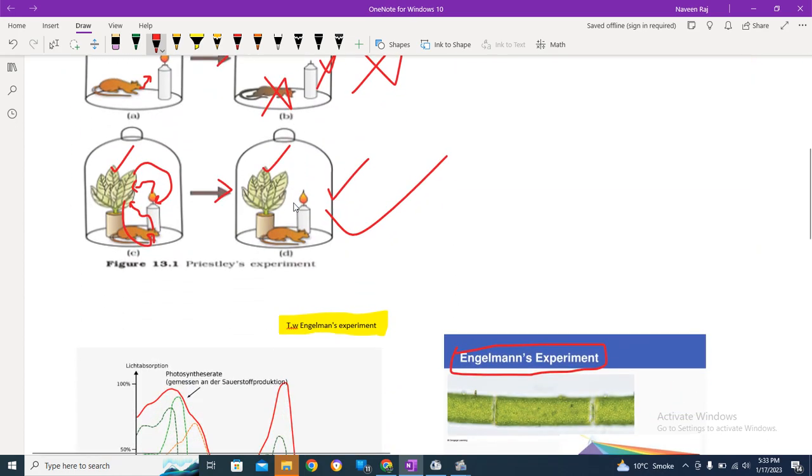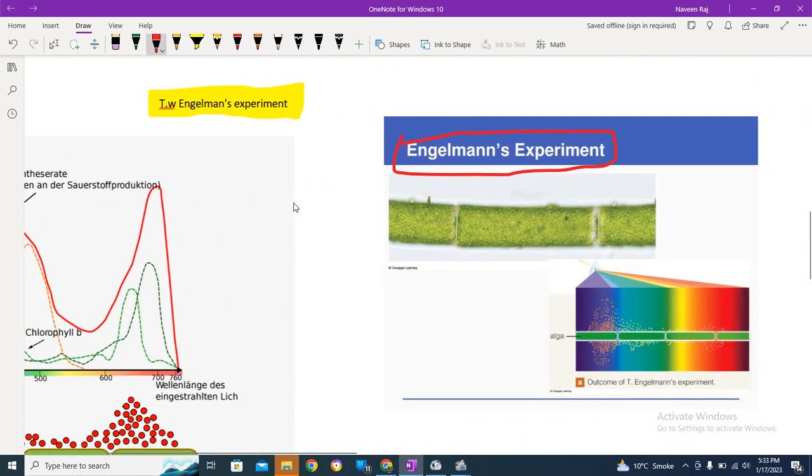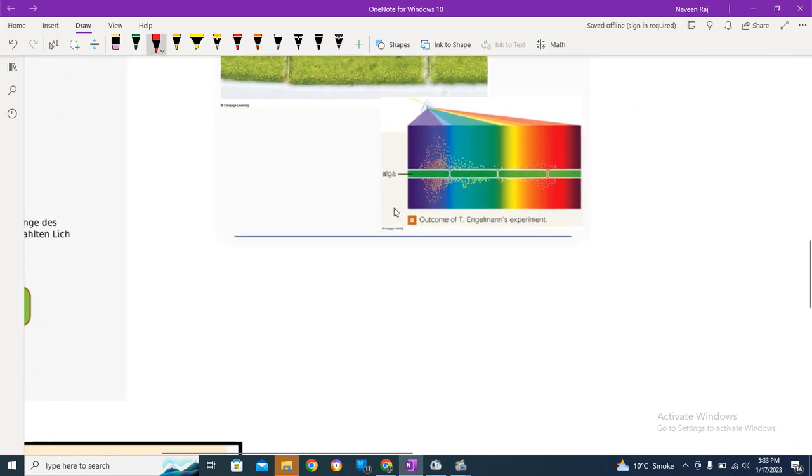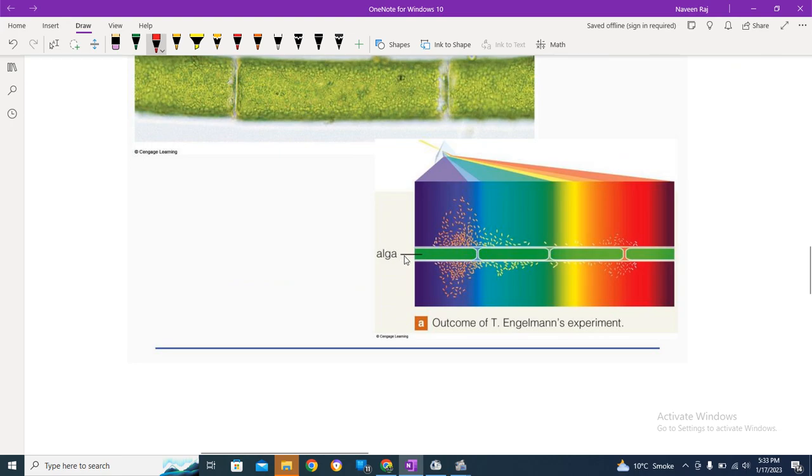Today we are discussing Engelmann's experiment. The name is clear: Engelmann was a scientist who performed this experiment, and by his name we have Engelmann's experiment. What he did was that he took some algae, photosynthetic algae.